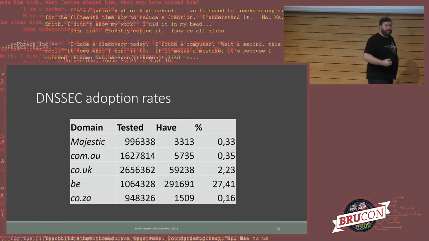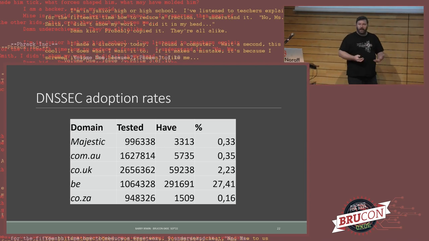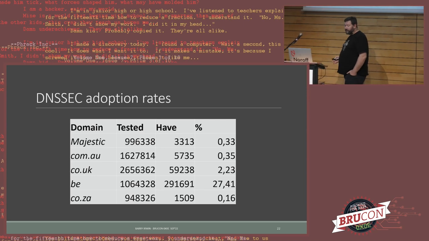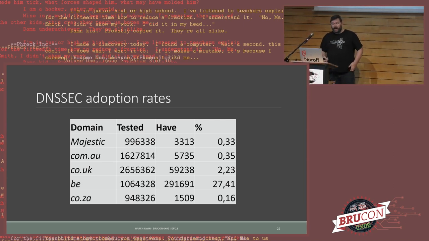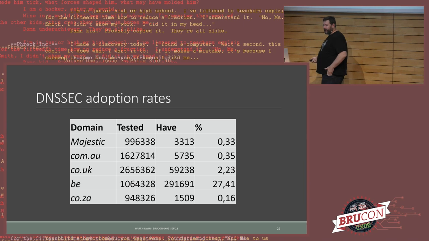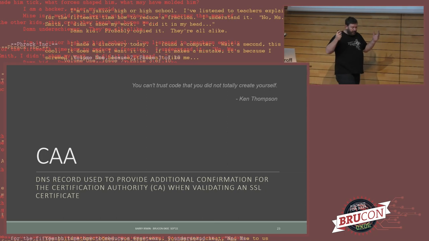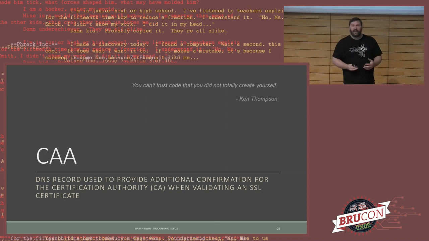When we actually look at the results coming in from the scrape data from this study, it's not a particularly pretty affair. 0.3% of the top million domains are using DNSSEC. Now, surely if you're involved in e-commerce and all the rest, you want trust and credibility, why are you not using this? Com.au, 0.35%. Co.uk coming in second place at 2%. Belgium, well done, 27%. It's not great, but it's a hell of a lot better than most of the rest of the world. South Africa, 0.1%. Not great at all.